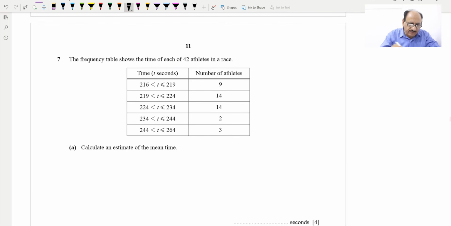Now question number 7. Question number 7 is cumulative frequency. The frequency table shows the time of each of 42 athletes in a race, and calculate the estimate of the mean.